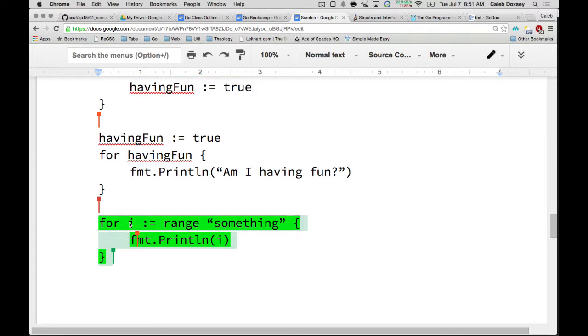So there's an alternative form to the range. You can say comma C. And so this is the index, and this is the character. And this is actually going to print the number of the character.